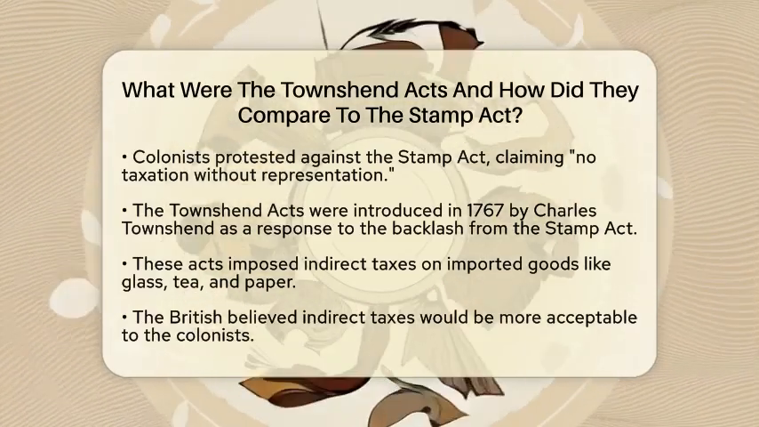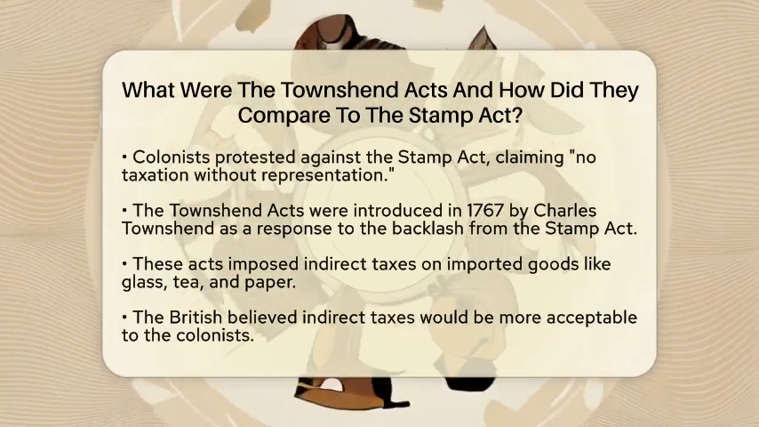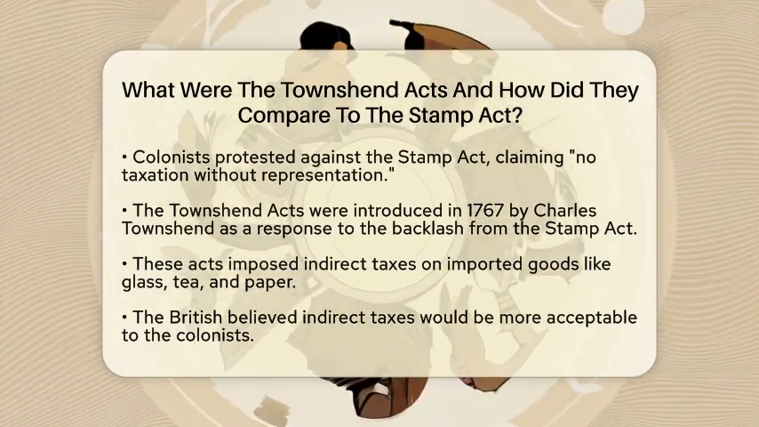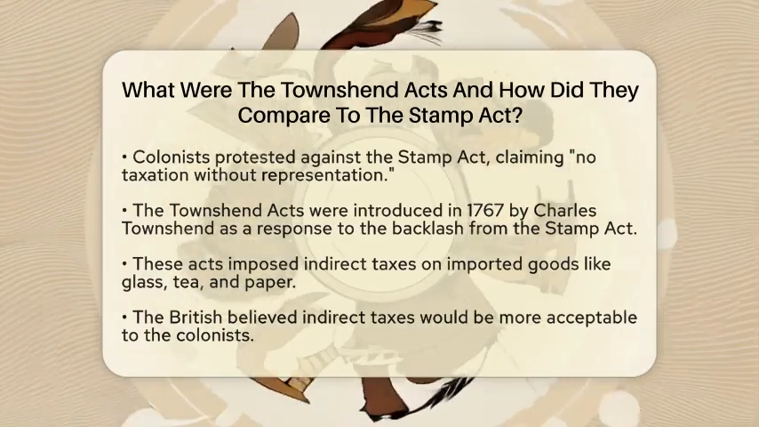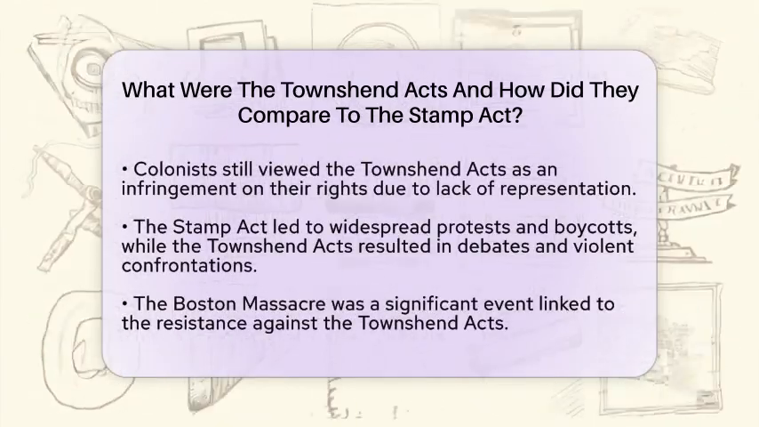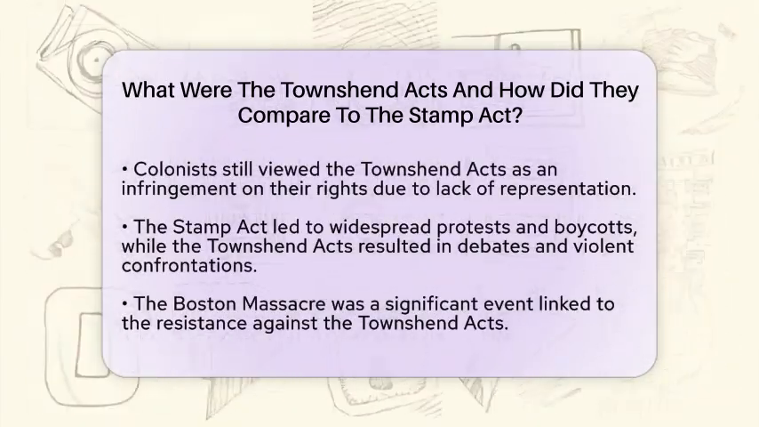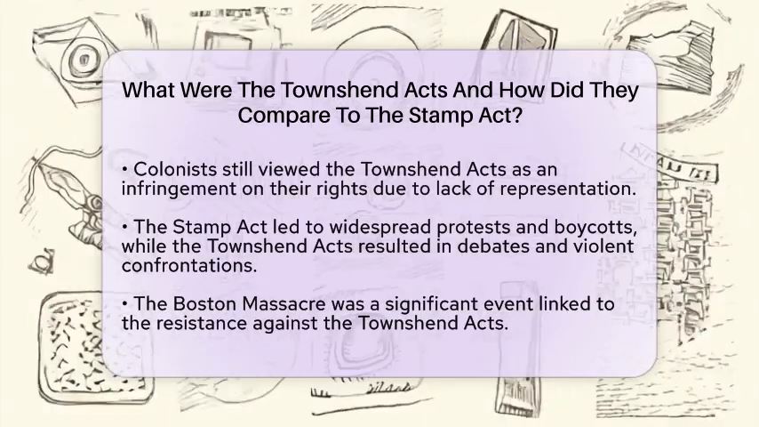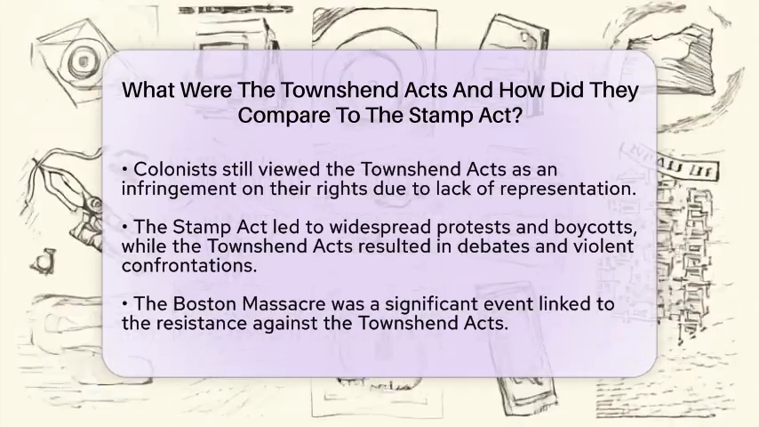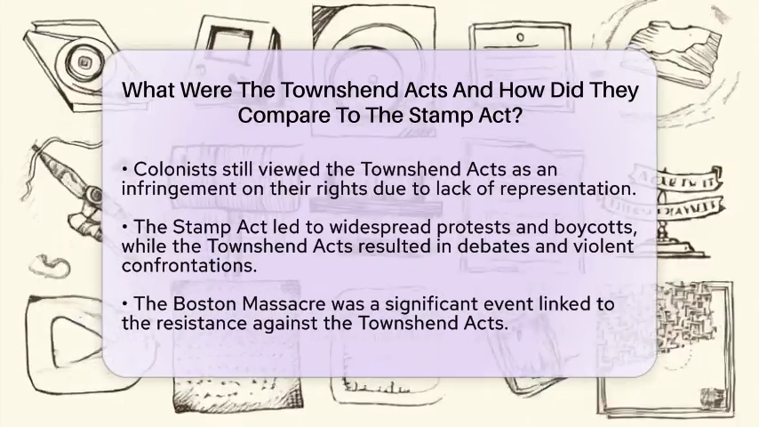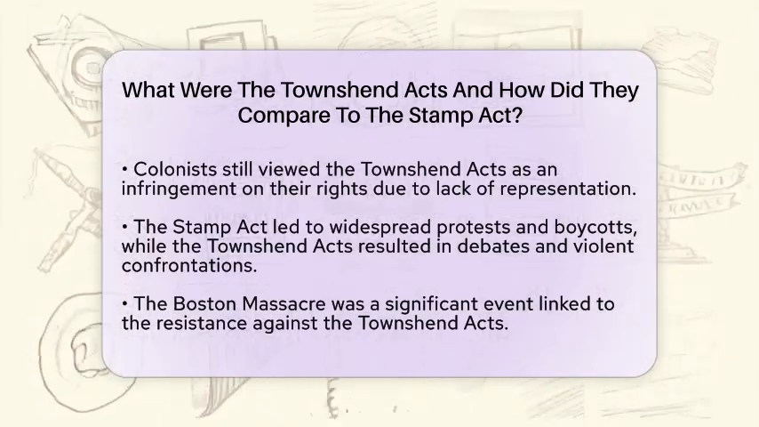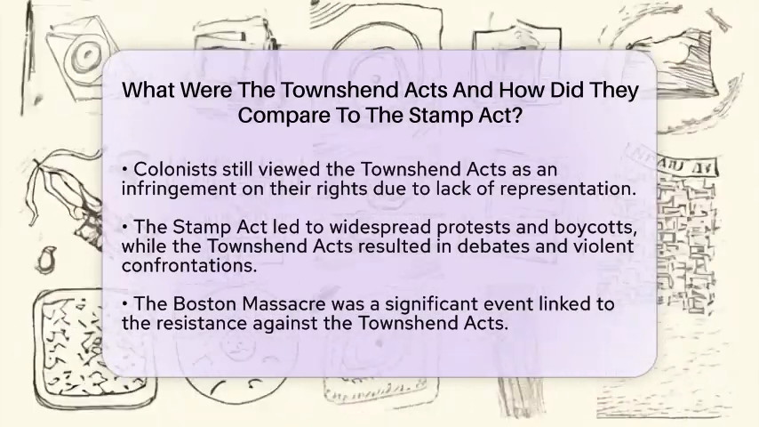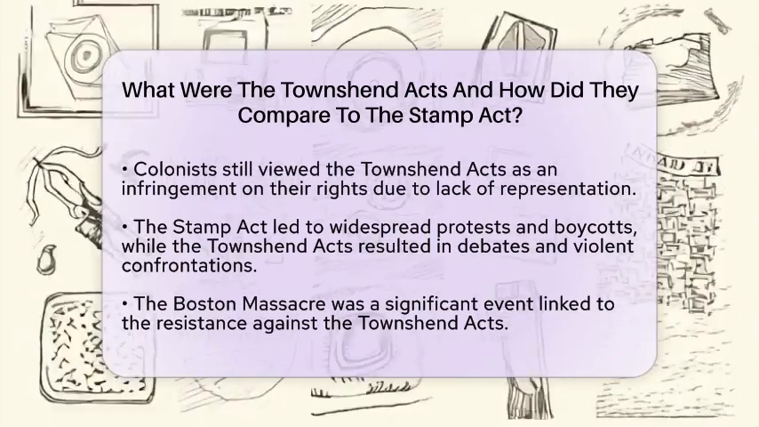The British government thought that these indirect taxes would be more acceptable to the colonists. However, the colonists still viewed these taxes as an infringement on their rights. They felt that they were being taxed without proper representation. When we compare the two acts, we see some key differences. The Stamp Act was a direct tax, while the Townshend Acts were indirect taxes. Both acts aimed to raise revenue, but they did so in different ways.